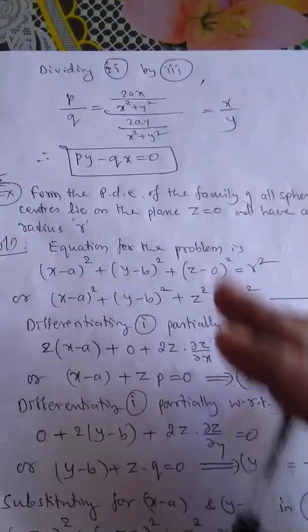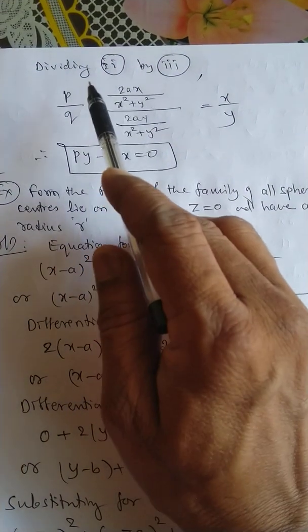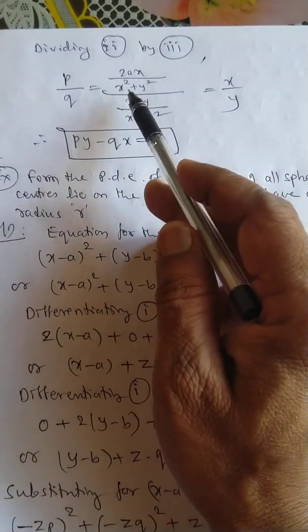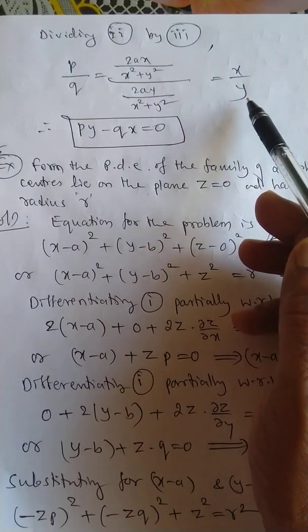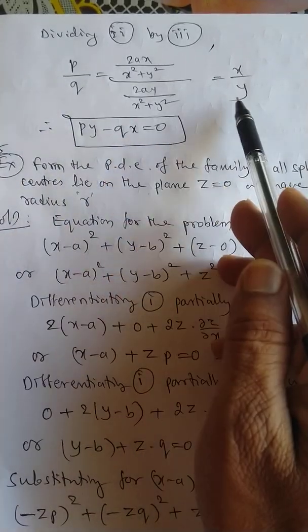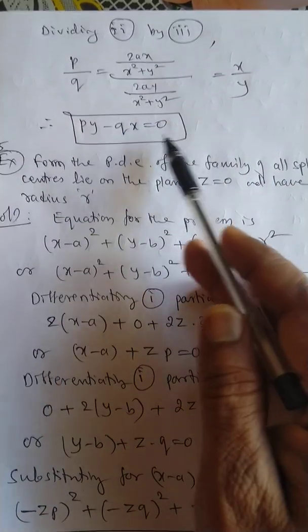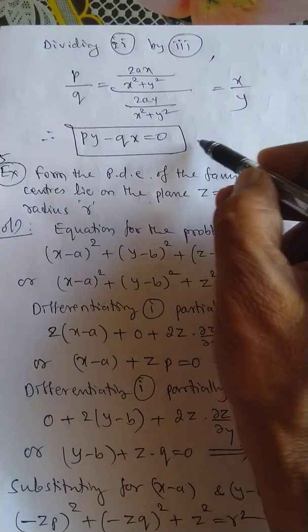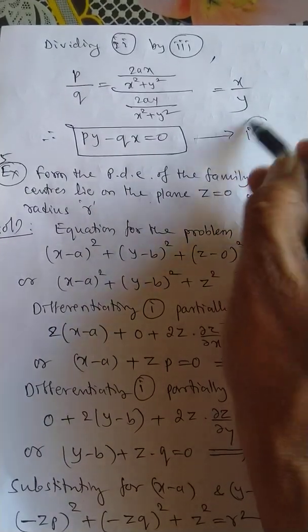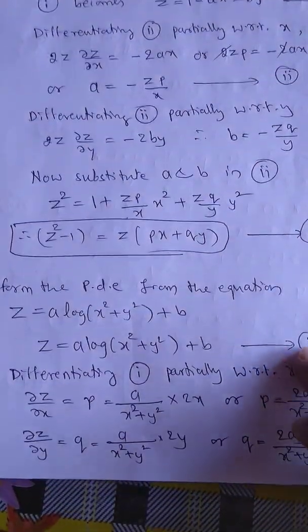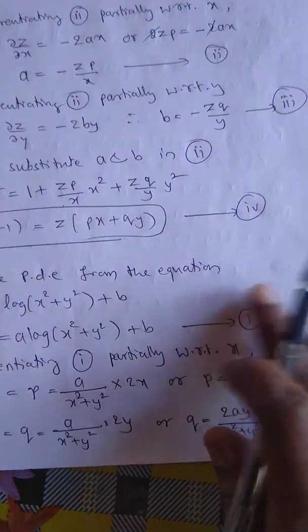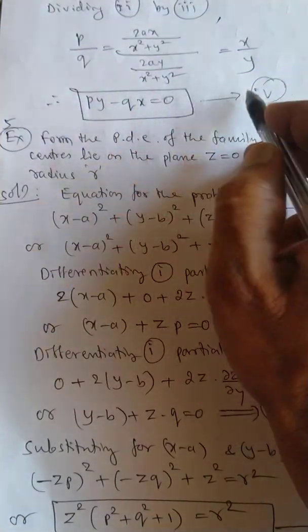So to eliminate the arbitrary constants, p divided by q is equal to x divided by y, or by cross multiplication, py minus qx equal to 0, which is the first order differential equation. So this is number 4. 4 is the differential equation of 1, and 1 is the solution of 4.